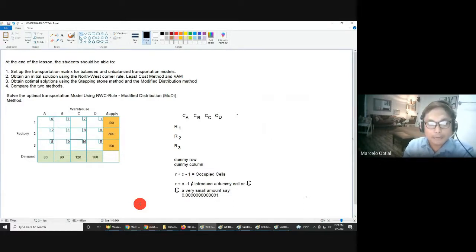Now, the first step in any transportation model: we must first check if the tableau or table is balanced or unbalanced. The only way to check is to get the total supply and the total demand. They must be equal. If not, that's unbalanced.